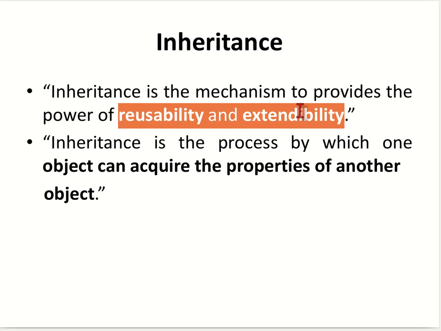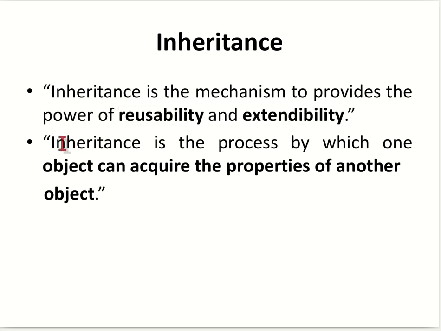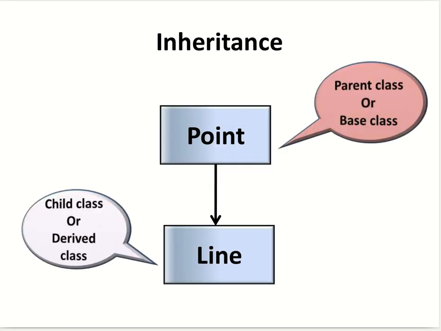This we will study in detail later. This is the definition: inheritance is a process by which one object can acquire the properties of another object. So we create one object which inherits the properties of another object. In this example we can see one point and one line. The line is made up of points.